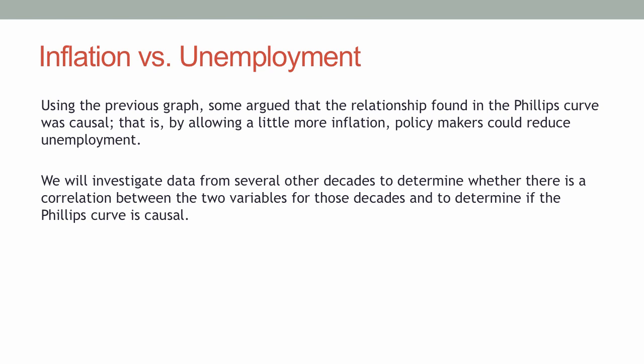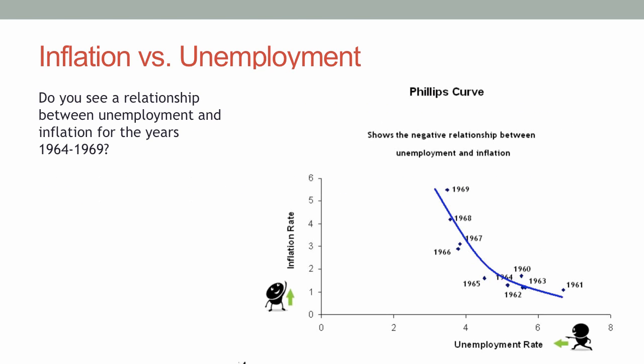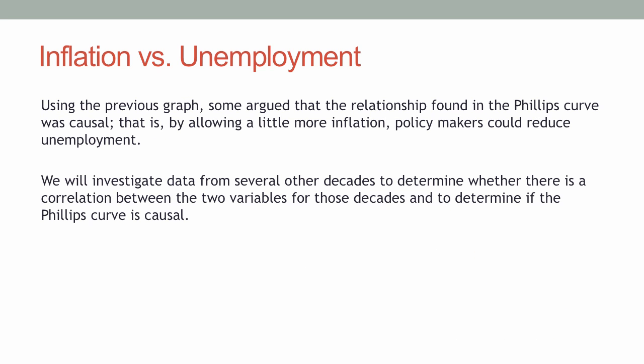So some would argue then, by looking at that graph, we need to raise the inflation. We need to make sure things are growing in terms of prices so that the unemployment rate decreases. We think there's a causal relationship. If I do one, it'll affect the other.